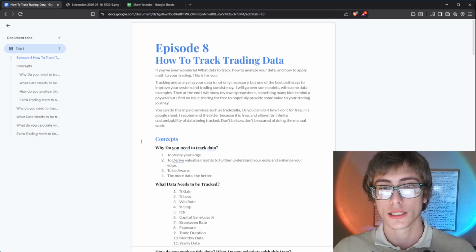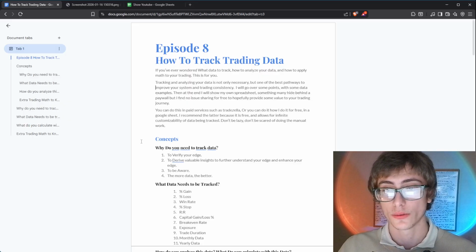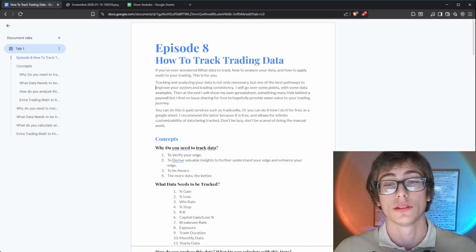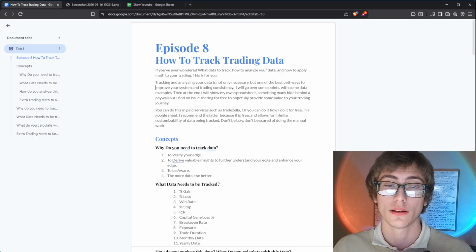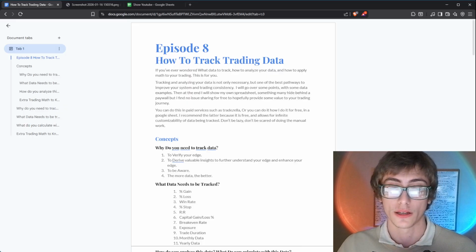So you can track trading data in paid services such as TradeZella, or you can do it how I do it, for free in a Google Sheet. I recommend the latter because it is free and allows for infinite customizability of data being tracked. Don't be lazy, don't be scared of doing the manual work.